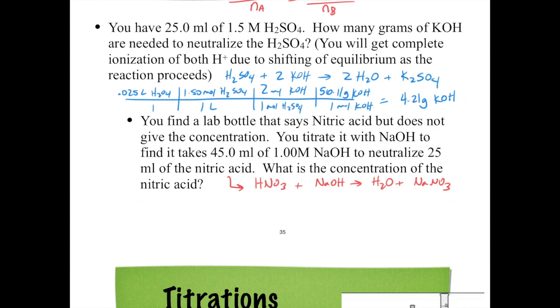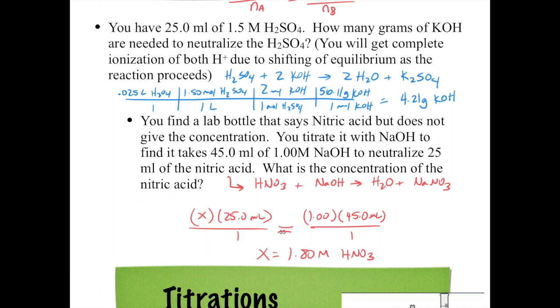So now I can set up Mr. Calmey's patented solve for the missing variable method. We've got a molarity of the acid, and that's my unknown. It says what's the concentration of the nitric acid, so that's my X, and I multiply that by 25 milliliters, and I'm going to put that over 1 because the stoichiometric coefficient is 1. Now I'm going to set that equal to the molarity of the base, which is 1 molar, times 45 milliliters, also over 1 because the stoichiometric coefficient for the base is 1. And all I need to do is solve for X. When I do that, I get an answer of 1.80 molar, and that is my molarity of the unknown acid.